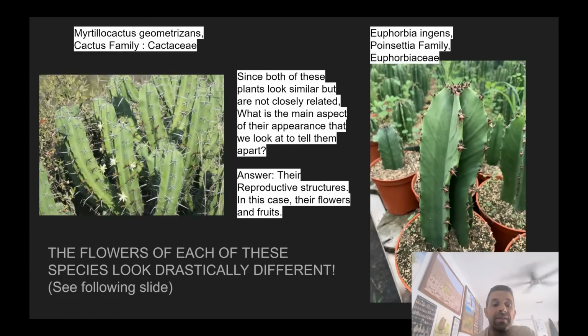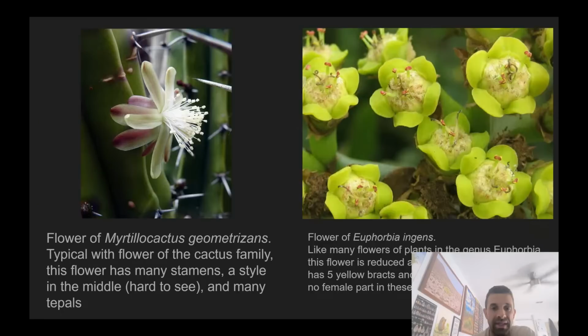So the flowers of each of these species look drastically different, though the vegetative forms look the same. Okay, here's a great example. On the left is a cactus flower. It's got these white tepals. It's got many white stamens, and you can't see it very well, but inside there is a style too. That's the female part of a flower. And this is where we're going to have to memorize flower parts.